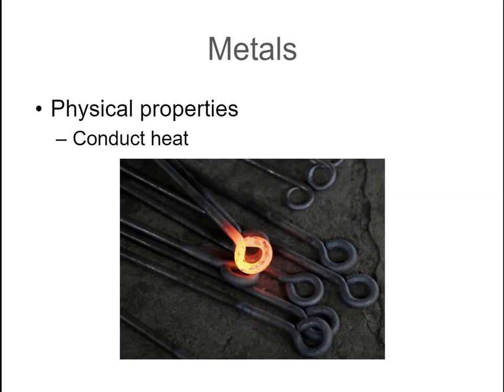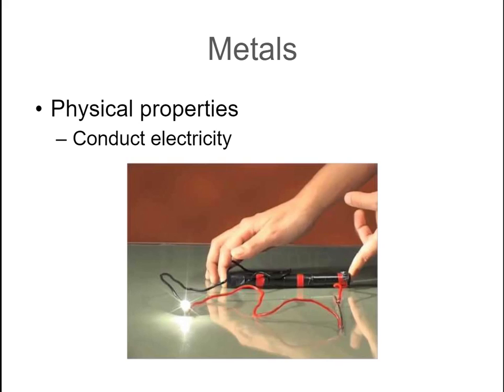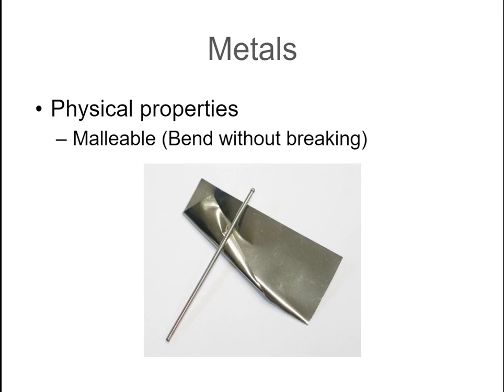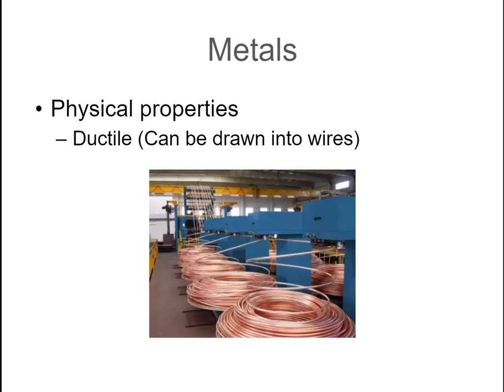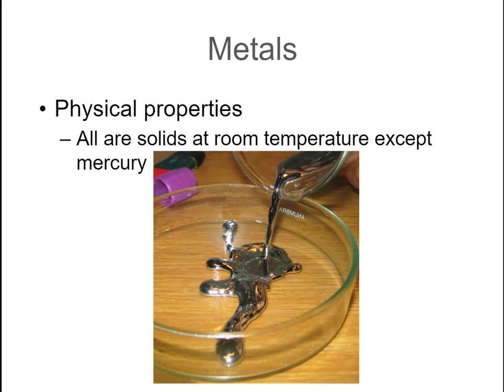Another physical property is that metals conduct heat. You can see this iron rod. They also conduct electricity. You can see these are copper wires lighting up a little light bulb from some batteries. Metals are malleable, or have malleability. This is the ability to bend without breaking. Ductility is the ability to be drawn into a wire.